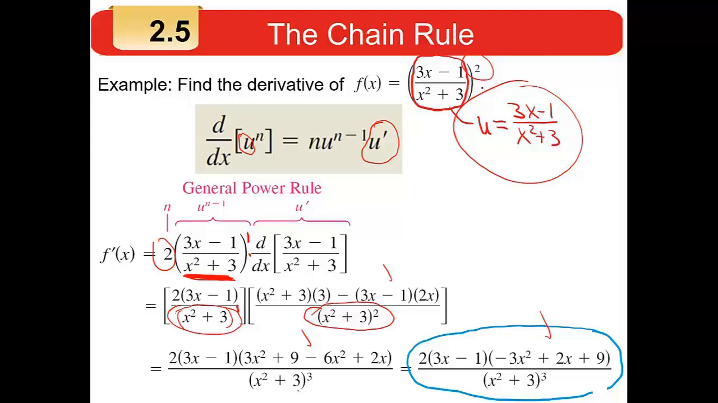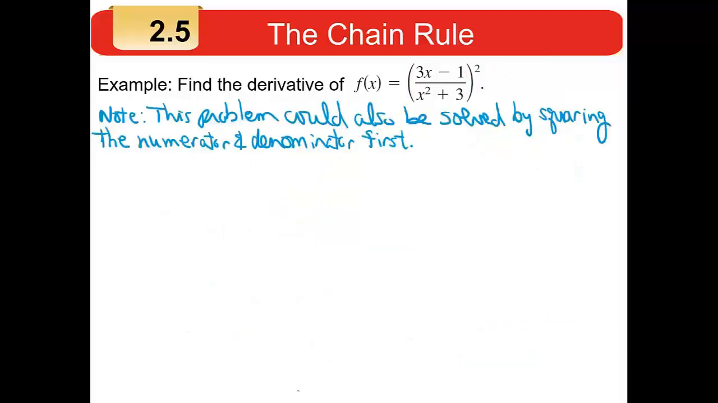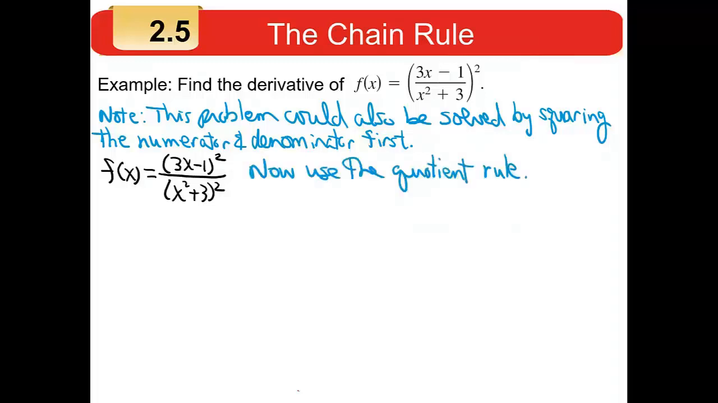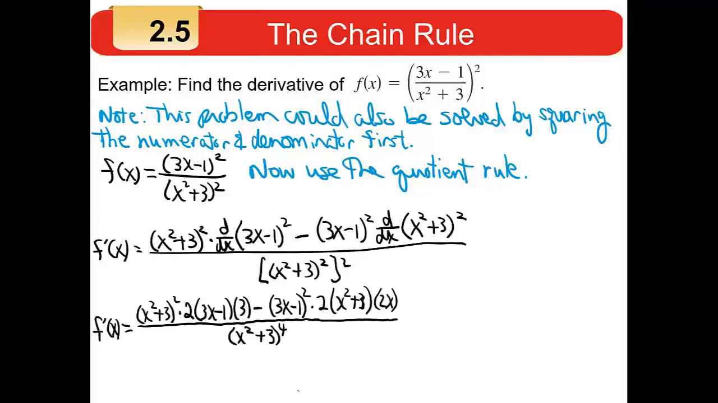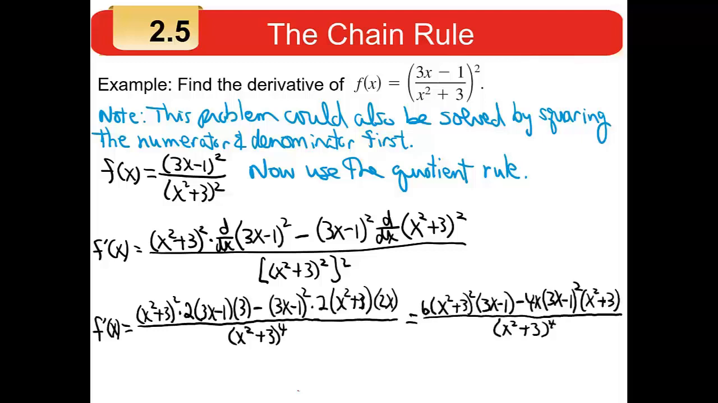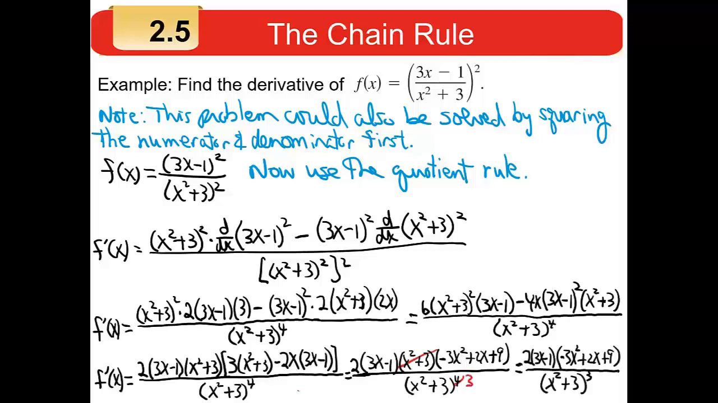So please do that. I will say that you could have worked this problem by squaring the numerator and denominator first and then taking the derivative if you had wanted to. In other words, square the numerator, square the denominator, and then you would have had a quotient rule directly. And the quotient rule again is low d high minus high d low over low low. If you simplify that out, I won't go through this step by step, you end up with exactly the same answer you got before.